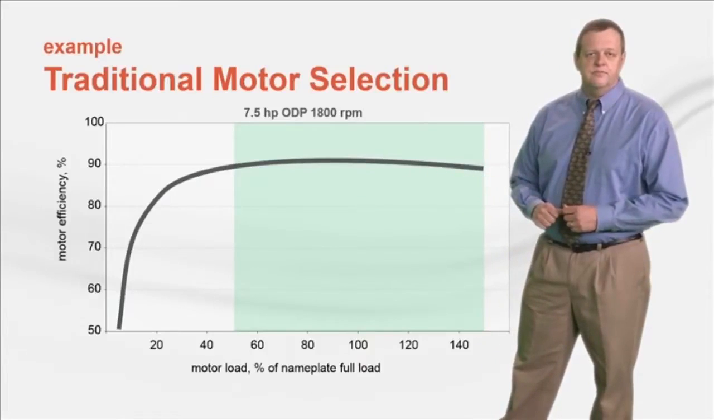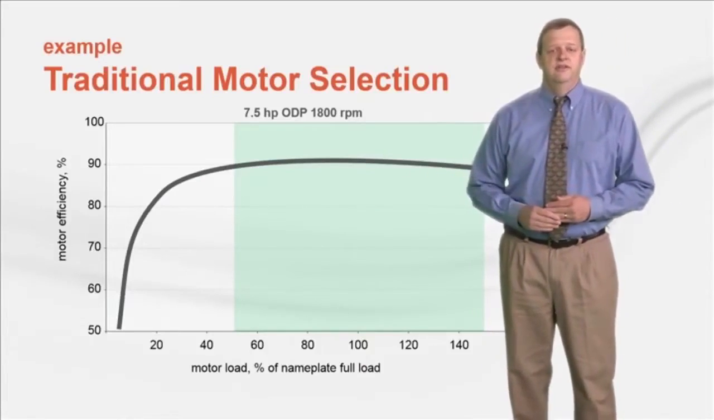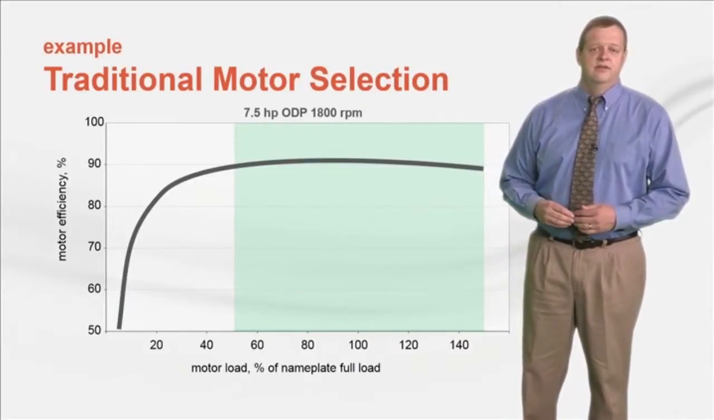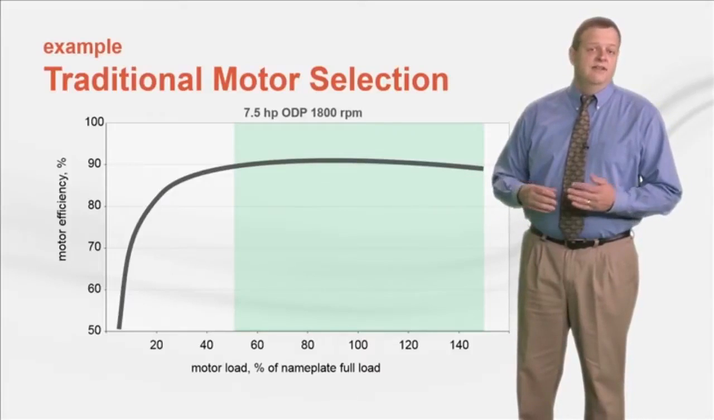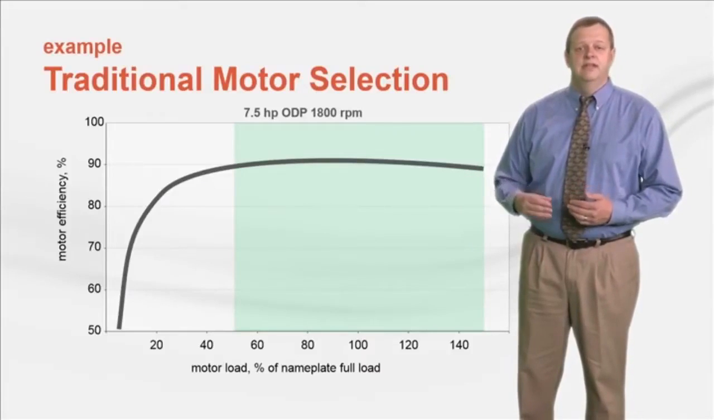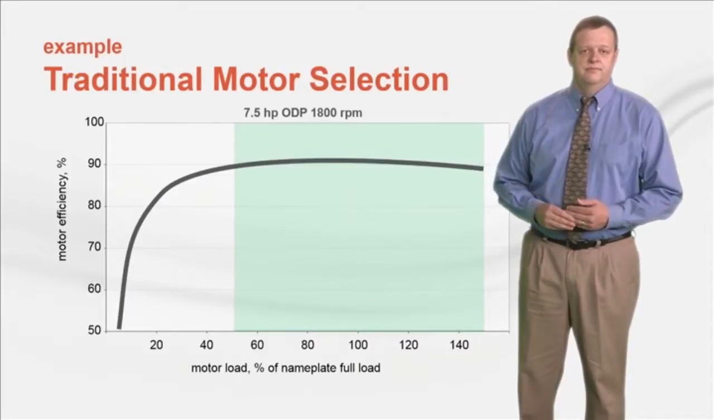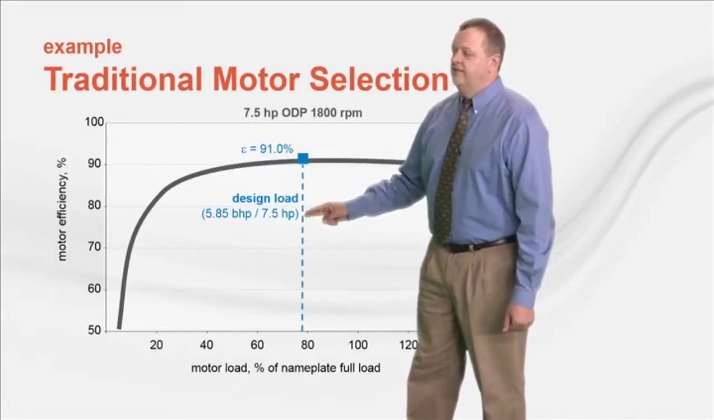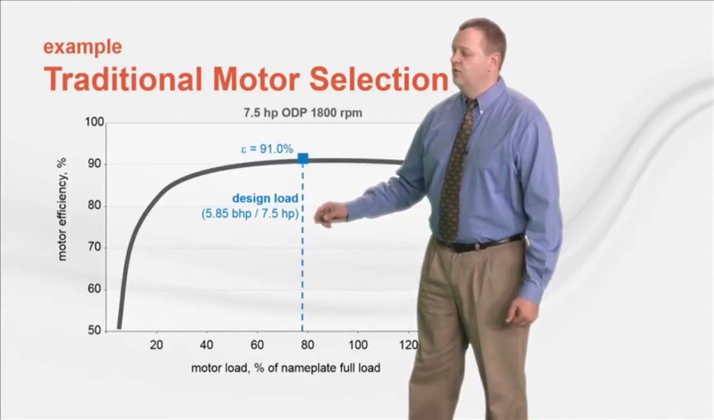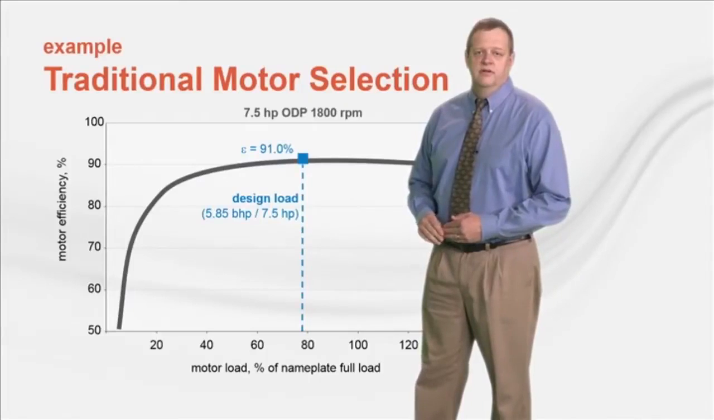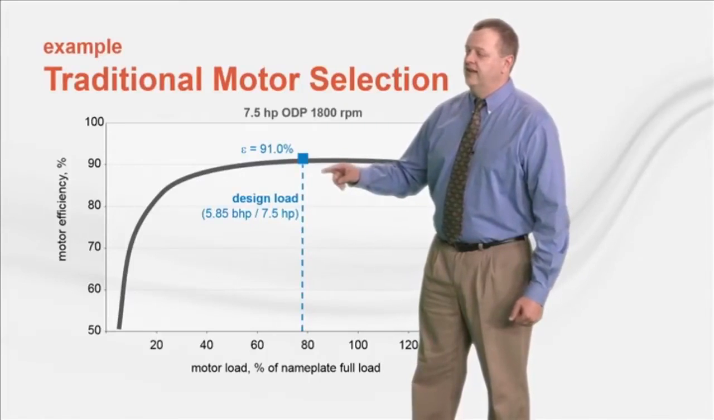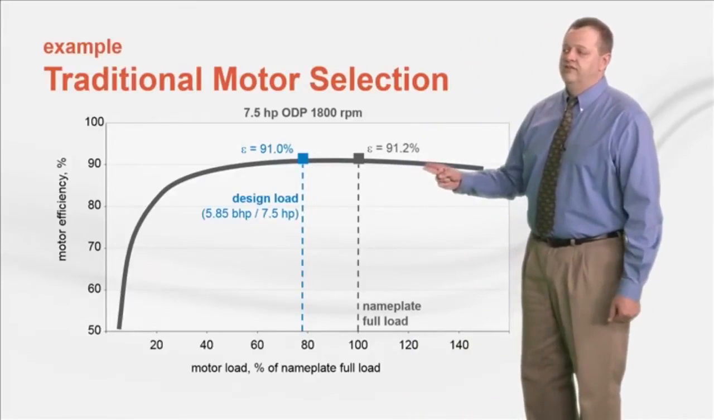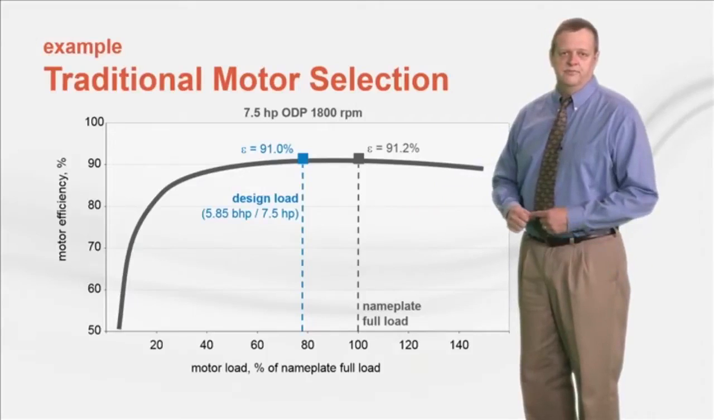Using the example Dustin just showed, if the fan requires 5.85 brake horsepower at design operating conditions, one would normally select this 7.5 horsepower motor since the nameplate exceeds the brake horsepower requirement of the fan. The motor load at these design conditions is 5.85 divided by the 7.5 nameplate, which equates to 78% motor load. Note that the motor efficiency at this design load is 91%, which is pretty close to the motor's nameplate efficiency, which is based on 100% motor load.